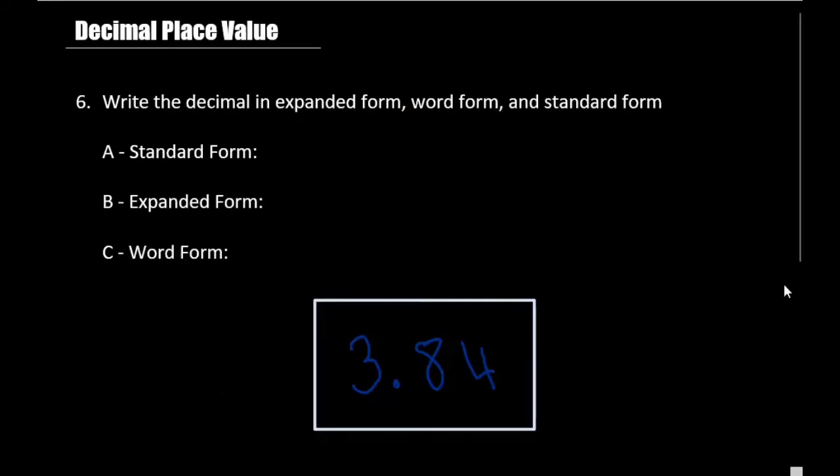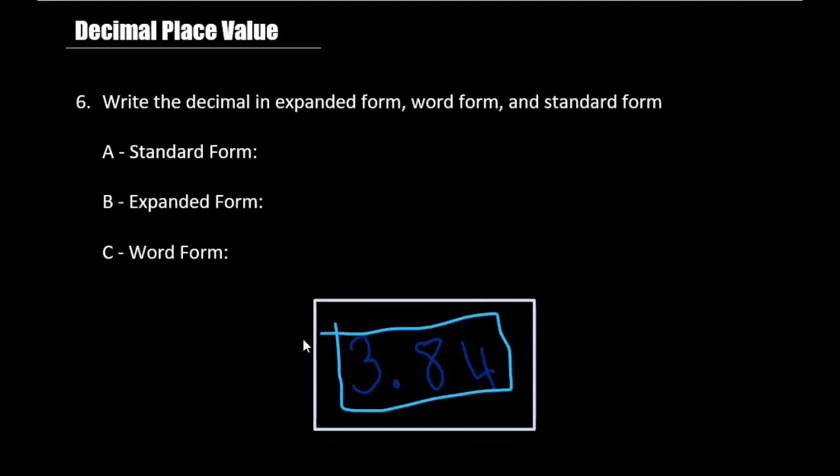Our sixth question is, write the decimal in expanded form, word form, and standard form. So first, we're going to write it in standard form because it is already in standard form. So basically, standard form is the whole number written the same exact way. So 3.84 in standard form would be 3.84. It's the same thing. You don't do anything to it. That's why it's called standard, because it's standard, you know? It doesn't change, and it's normal.